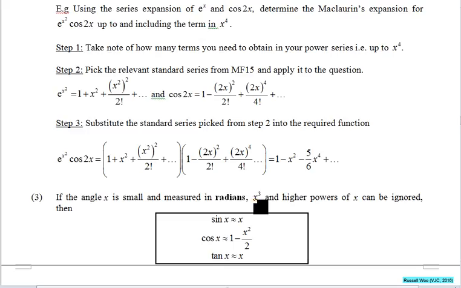Now, when the angle is small and x cubed and higher powers can be ignored, we can use these 3. The first 2 no need to memorize because they are in the formula list. It's the last one that is not in the formula list. Take note: tan x equals x. This one is not in the formula list. Question 11 will illustrate the use of that later. Okay?